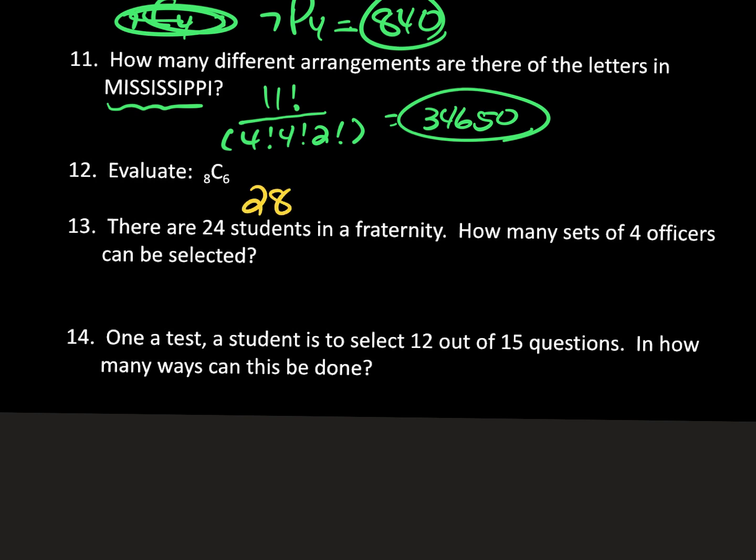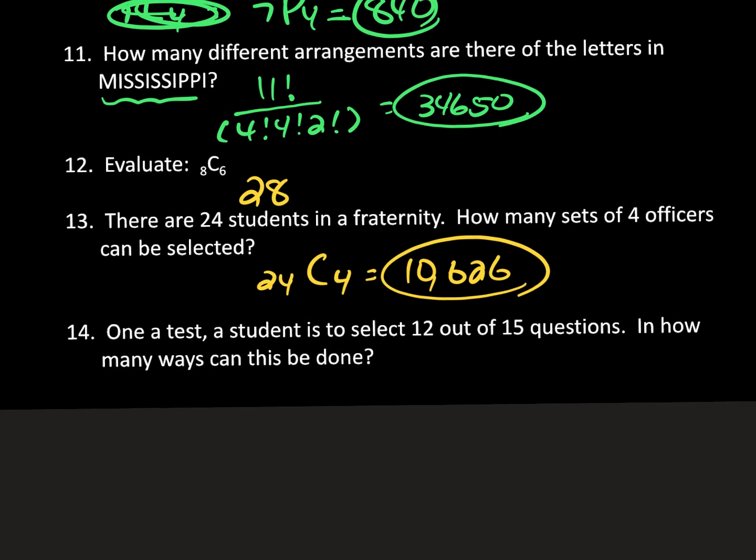All right, number 13, there are 24 students in a fraternity. How many sets of 4 officers can be selected? Here, order does matter. Like the first one you pick may be president, second one may be vice president, etc. So it's a C. We're going 24 C4. So we're going 24 math, prob, C4, getting 10,626.